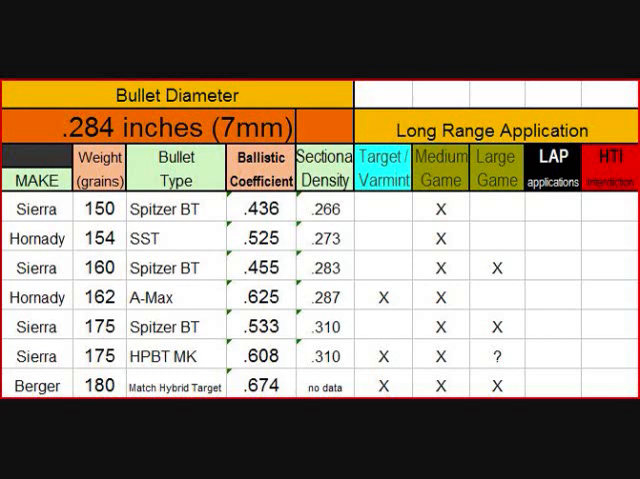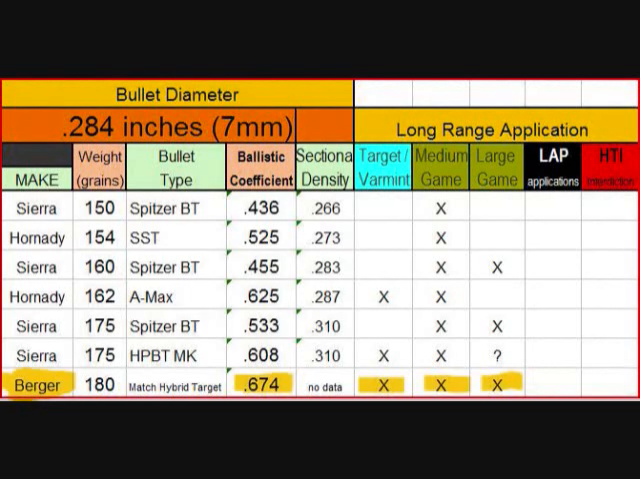Or even better, way at the bottom there, you've got the MatchKing. I probably wouldn't use that for long range large game. But the Berger is going to be really good. That's your best choice. They're a little more expensive, but you get a fantastic ballistic coefficient. That's a good all-round projectile to launch out of your 7mm, whatever your 7mm may be.